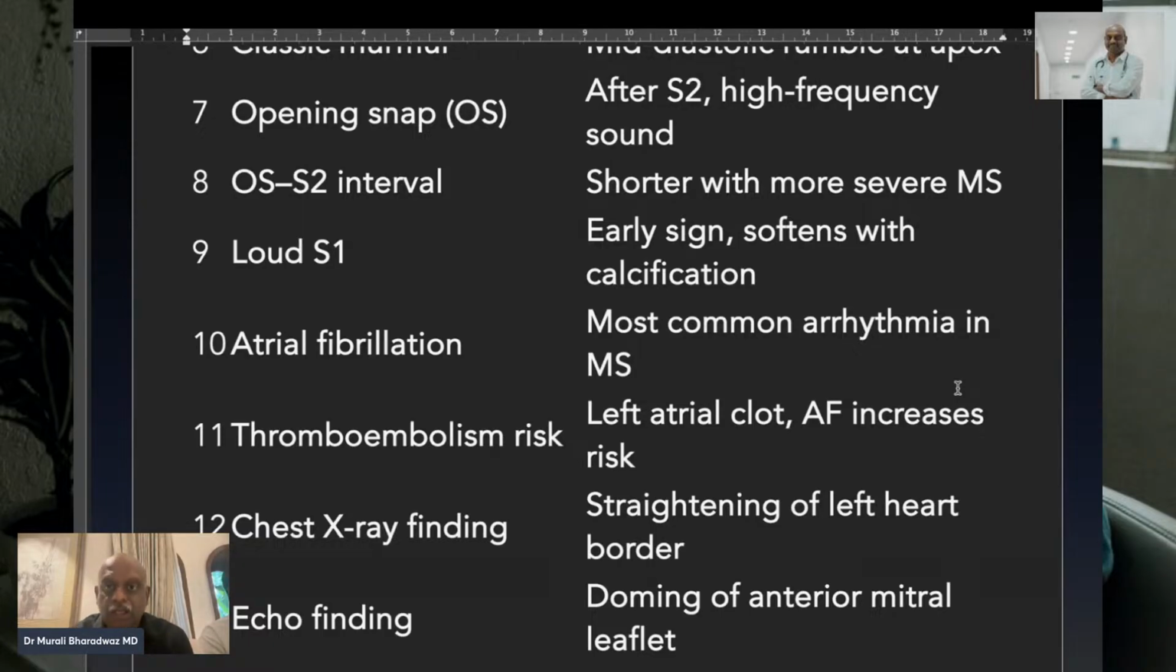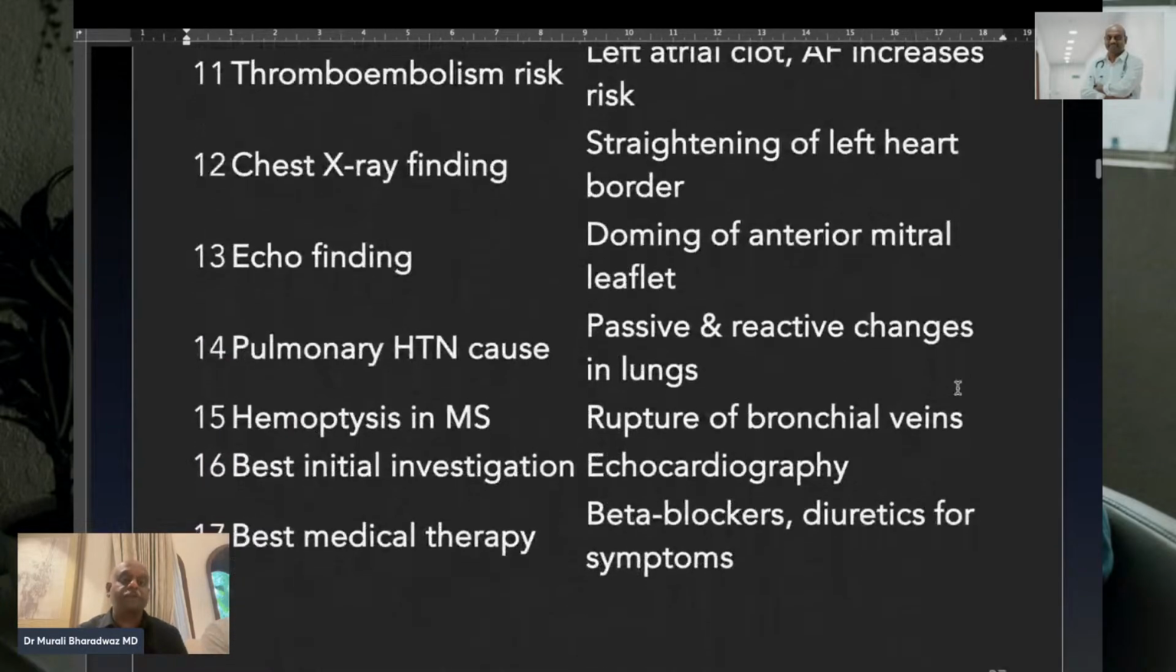Then what is the most important reason a patient of MS will die? The moment the left atrial pressure is high for a long time, the atrium gets dilated and the dilated atrium will throw atrial fibrillation. The moment atrial fibrillation is there, that is where the downgrade of the patient starts. Because of the atrial fibrillation, the blood gets stagnated and there is a thromboembolism risk.